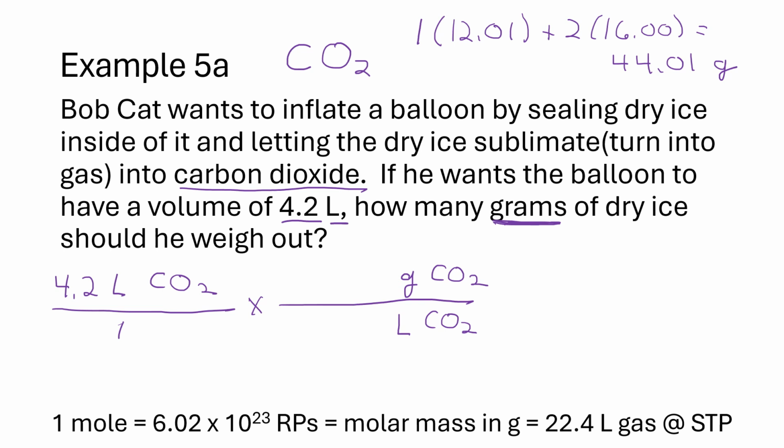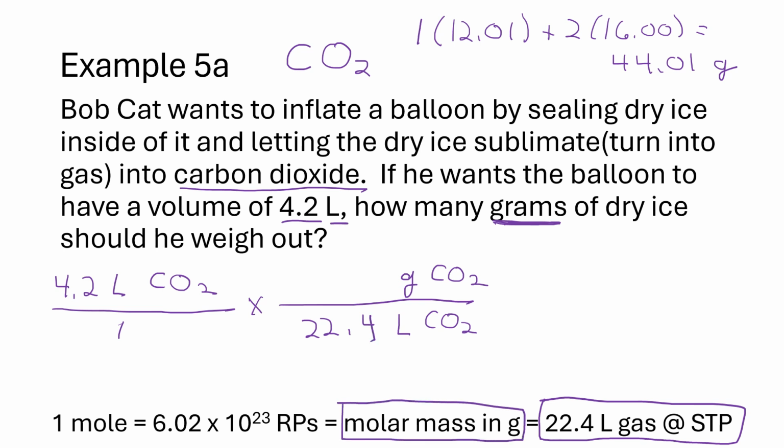From the stuff that came from the mole triangle, for liters, I've got 22.4. So I'll just plug in 22.4. And for grams, I've got the molar mass. So up top there, we're going to put that molar mass that we calculated a moment ago of 44.01 grams.